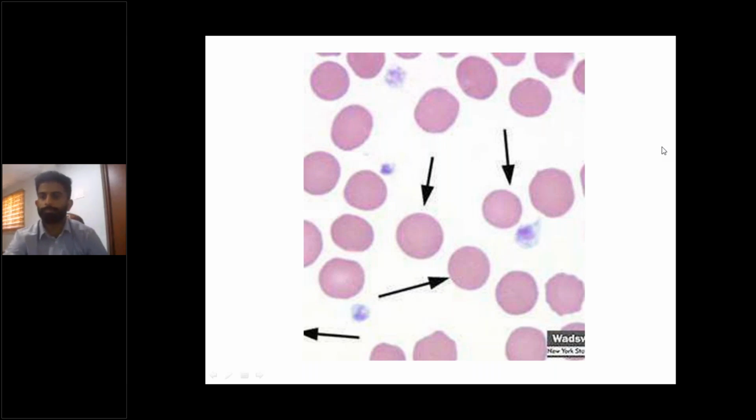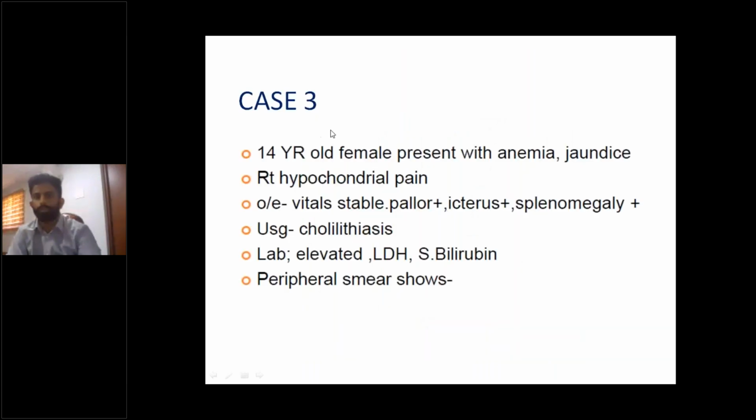What is the diagnosis, people? Look at the peripheral smear. Type in the diagnosis. Do you want to go back to the previous slide? Read the question again. Read the case.